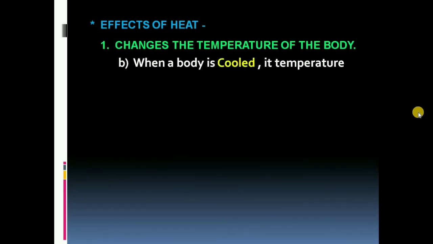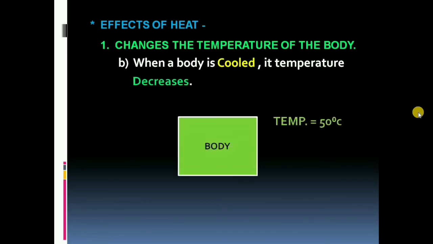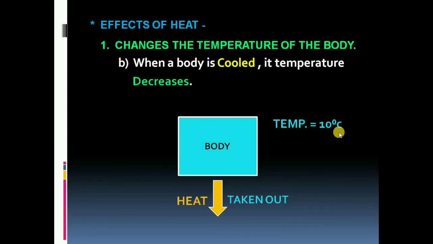And suppose if the body is cooled, its temperature will decrease. So if we have a body whose temperature is 50 degrees Celsius, now if we cool this body, that means if we take out heat from this body, then the temperature of this body will fall. So for example, temperature of a body decreased from 50 to 10 degrees Celsius. So that is the meaning of heat changing temperature of body.